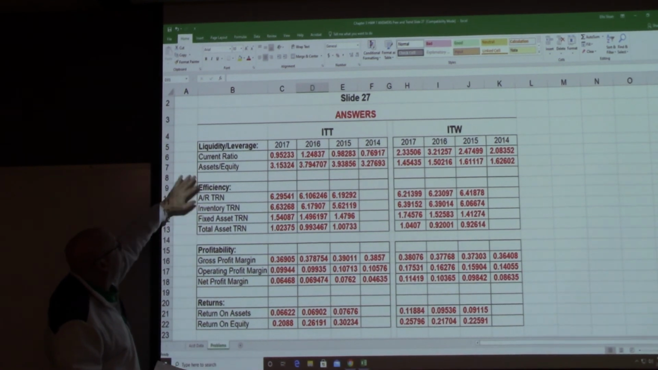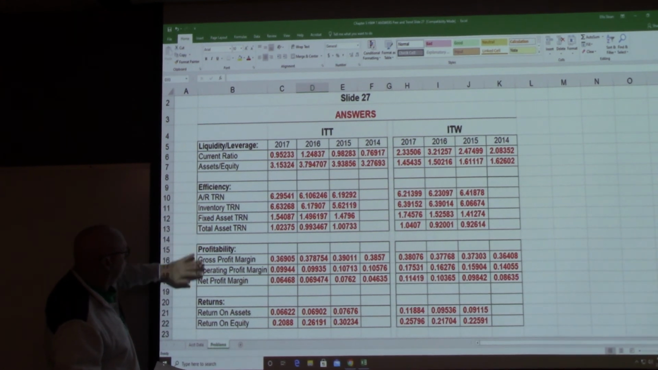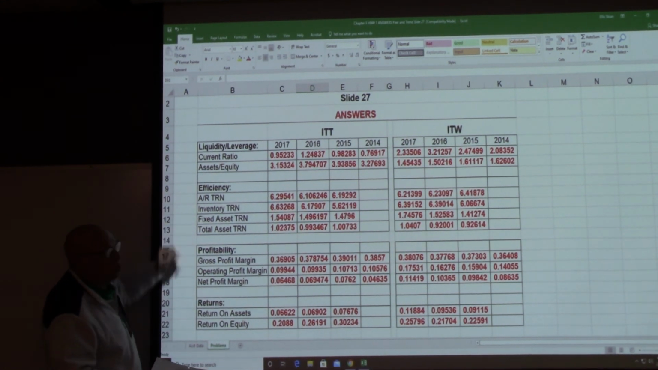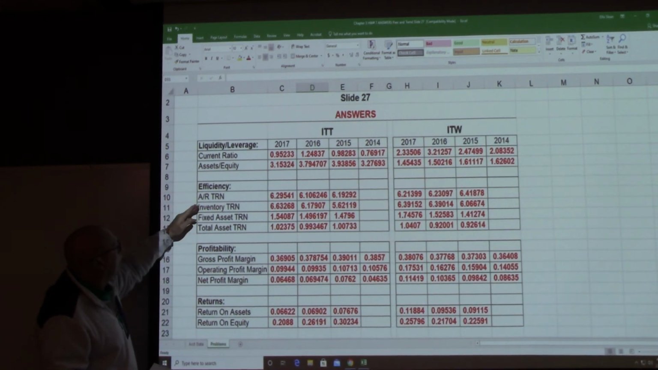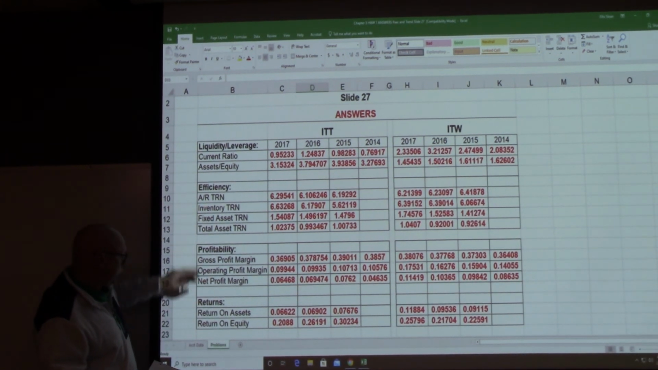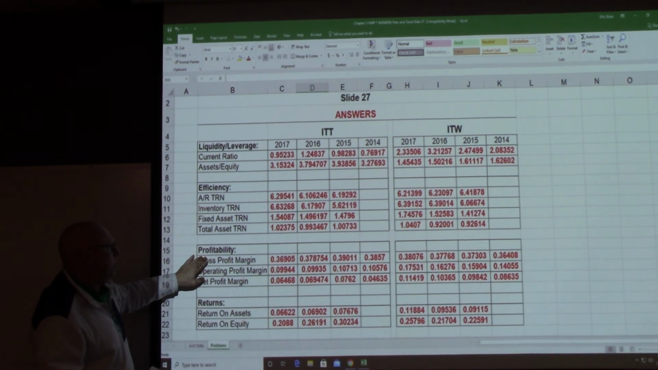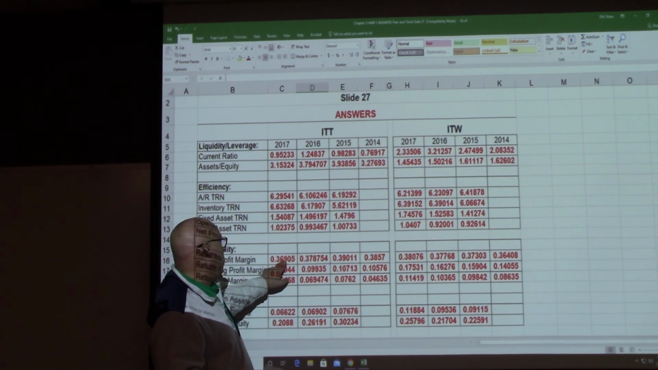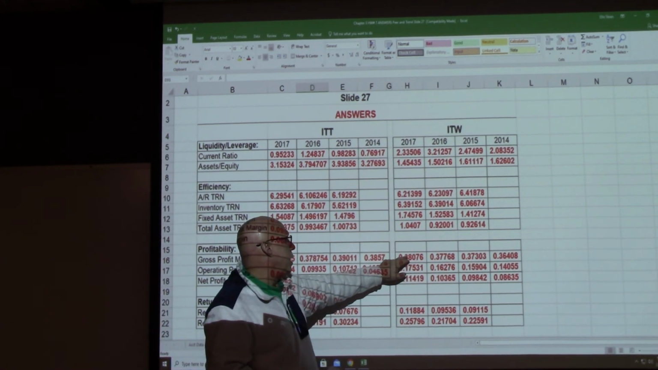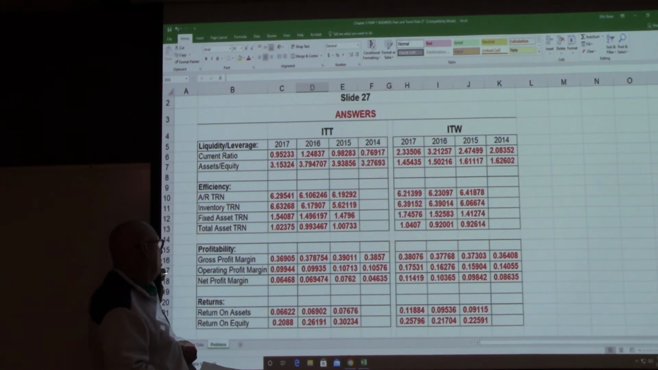Now notice we're looking at efficiency and leverage and profitability. Those are the three components of return on equity. Profitability and efficiency are the two components of return on assets. So let's look at profitability. Okay, gross profit: 0.37, 0.38. So very, very close, not any major differences there.